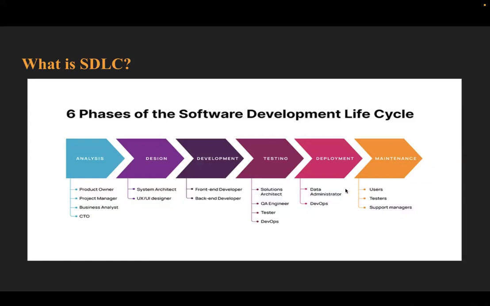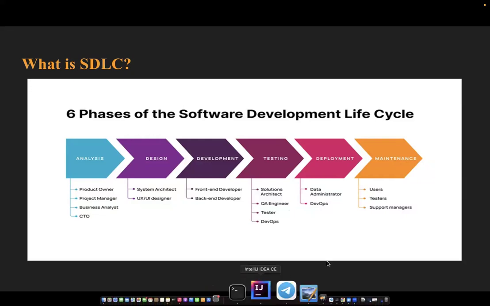The important phase for us in this course is the deployment phase. That is where we are going to use Docker and Kubernetes in order to deploy our applications onto the servers. Now, what is a server? A server is a kind of physical entity where we can deploy our application so that everyone in the world can access that application.